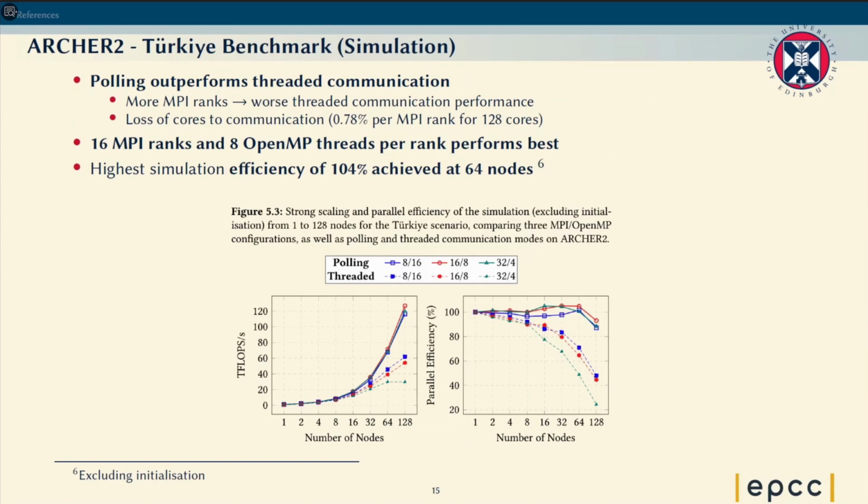The reason there was a difference is that in order to use threaded, each MPI rank needs to allocate 1 core. But due to the strong NUMA effects on ARCHER2, more cores need to be reserved. And so you lose more cores from the computation for communication. Let's say at 16 MPI ranks, it's about 12% loss of cores, whereas at 32, it's 25%. That's why the greater the number of MPI ranks used, the lower the performance you had with threaded. So that's why I selected polling, and I found that 16.8 was the most efficient at 64 nodes.